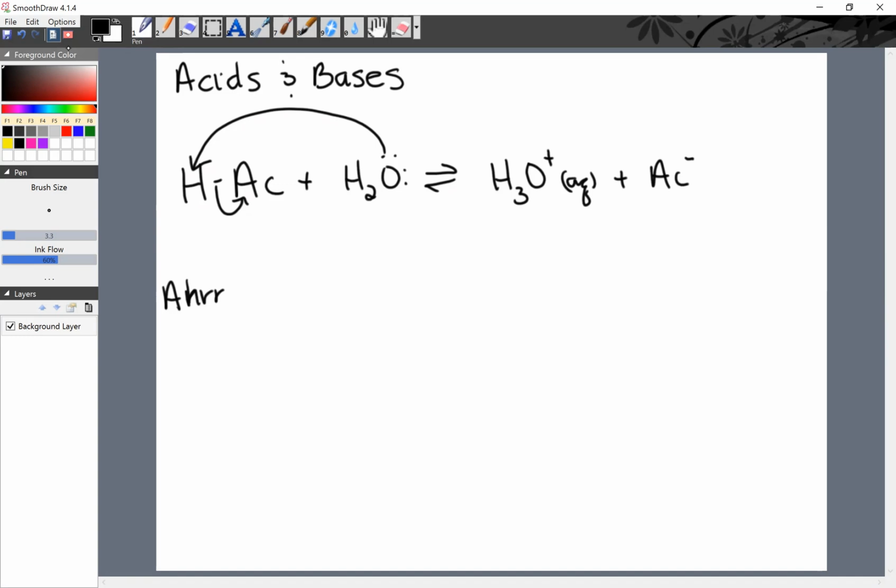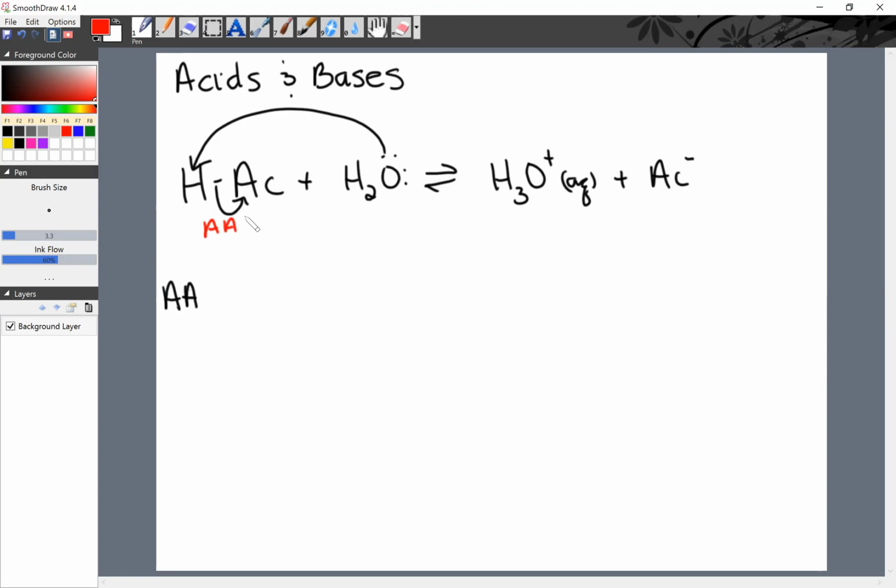Wow, I can't remember how to spell Arrhenius's name. So we're going to just put Arrhenius acid. Okay, so an Arrhenius acid is a proton donor. So who was the proton donor? I'm going to do this one in red. This was the Arrhenius acid.